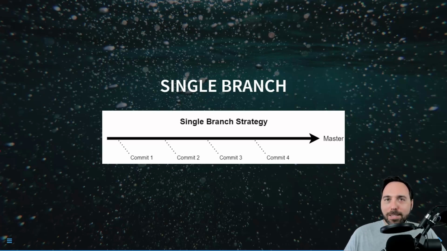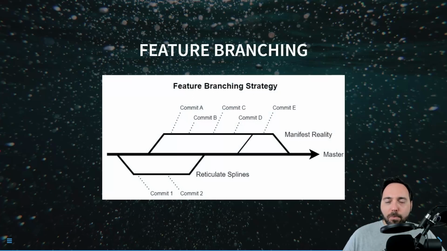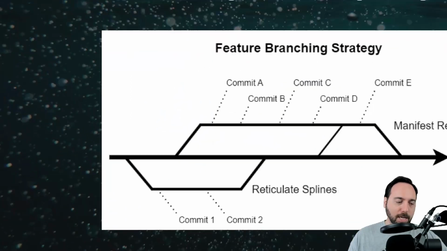But this stops working pretty soon when you have multiple people, because now people can overwrite each other's work. You can end up having some level of problem. So we get into this notion of feature branching. And the idea is that I'm going to start working on a feature. I'm going to reticulate splines.